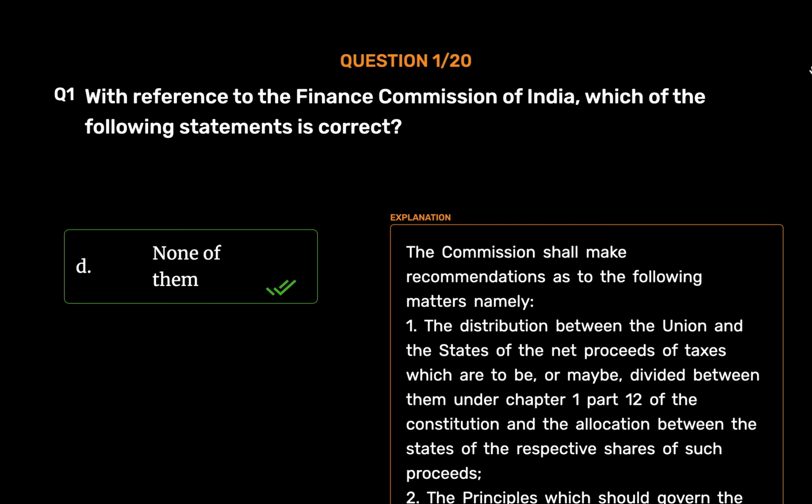2. The principles which should govern the grants-in-aid of the revenues of the states out of the Consolidated Fund of India, and the sums to be paid to the states which are in need of assistance by way of grants-in-aid of their revenues under Article 275 of the Constitution for purposes other than those specified in the provisions to Clause 1 of that article, and 3. The measure needed to augment the Consolidated Fund of a state to supplement the resources of the panchayats and municipalities in the state on the basis of recommendations made by the Finance Commission of the state.